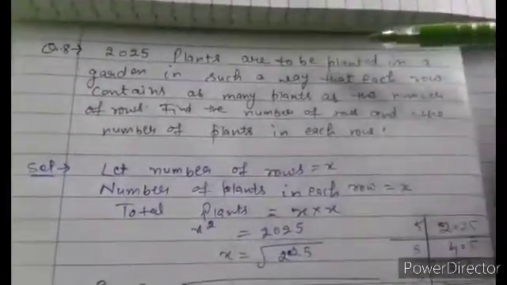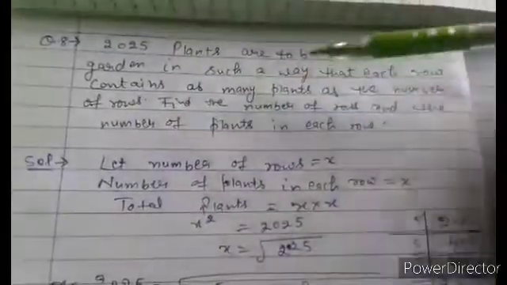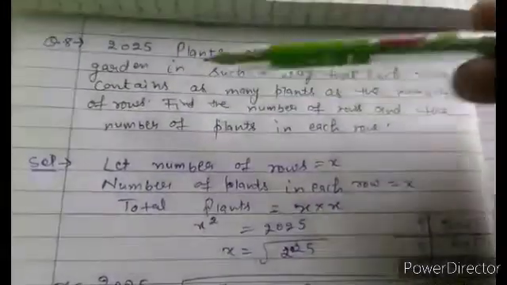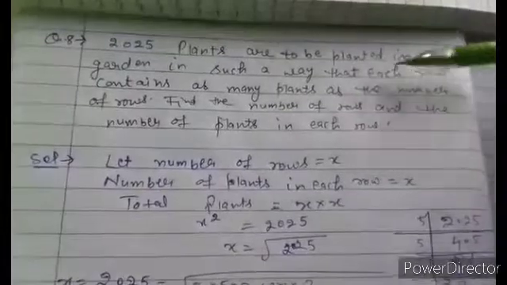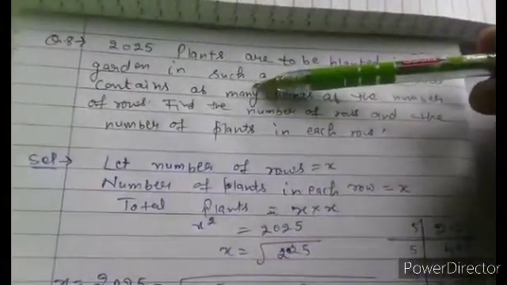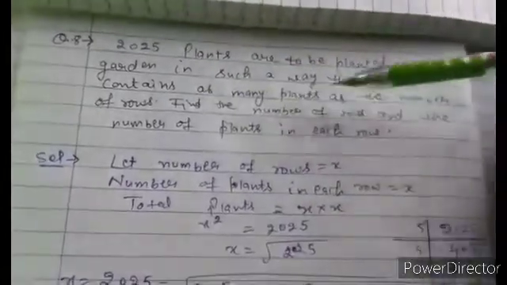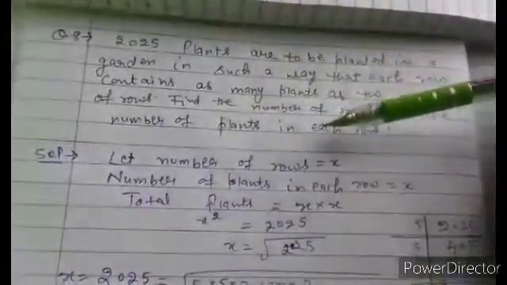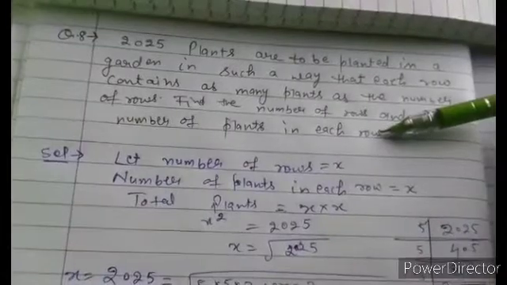2025 plants are to be planted in the garden in such a way that each row contains as many plants as the number of rows. Means how many rows will be, that many plants will be. Find the number of rows and the number of plants in each row.